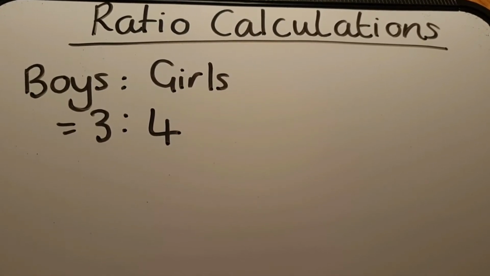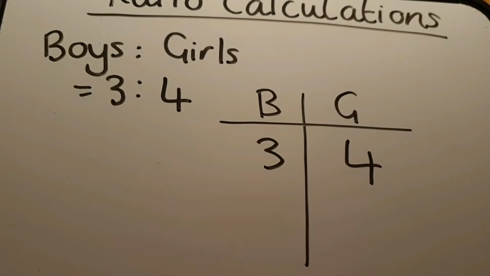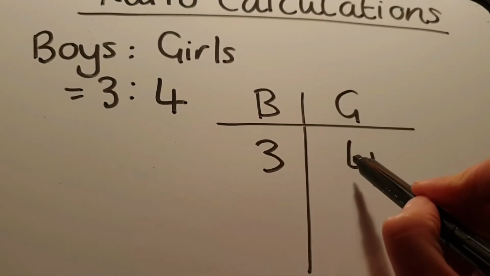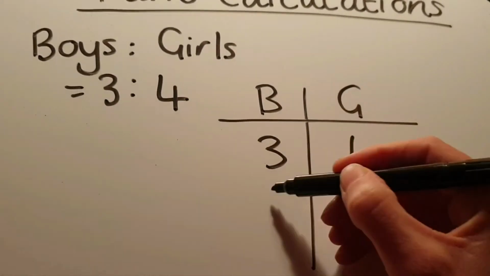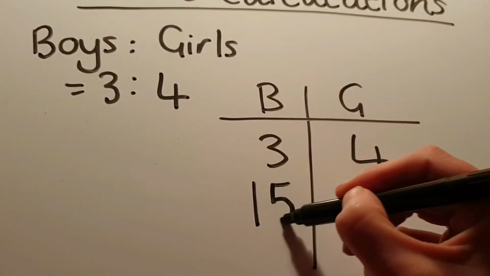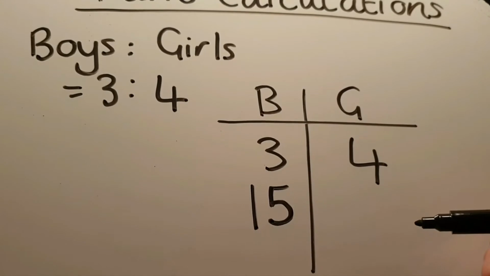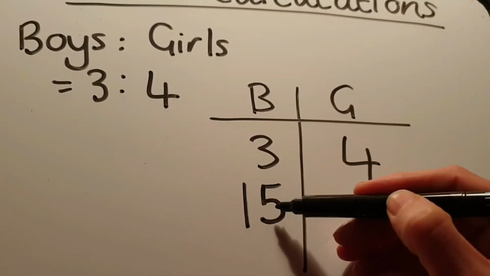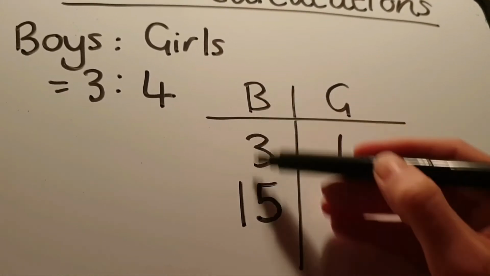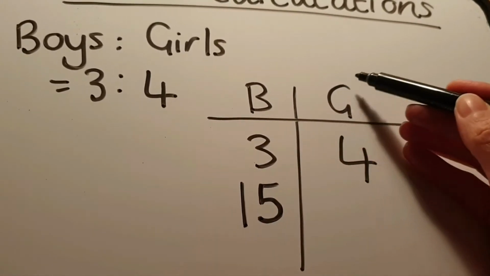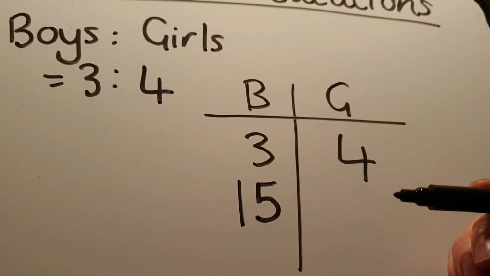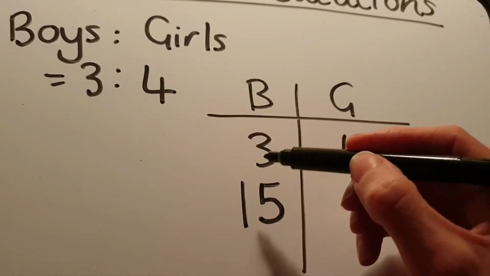Well, let's set up a table. So I've set up a table with boys to girls at the top and 3 to 4 underneath in the correct order. So if I said 15 boys in the question and I'm trying to figure out how many girls there are, I'd put the 15 in the boys column. So make sure it goes in the right column. It doesn't always go on the left hand side. Sometimes you'll be told the right hand column first and you're trying to work to find the left hand column. So make sure it goes in the correct column.